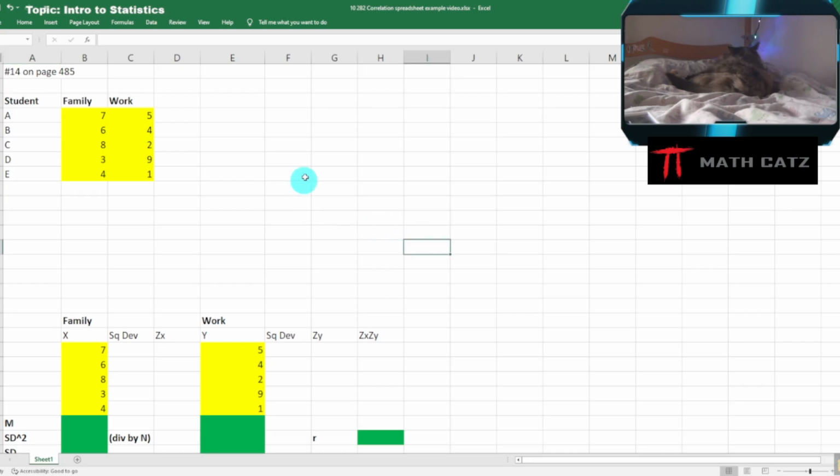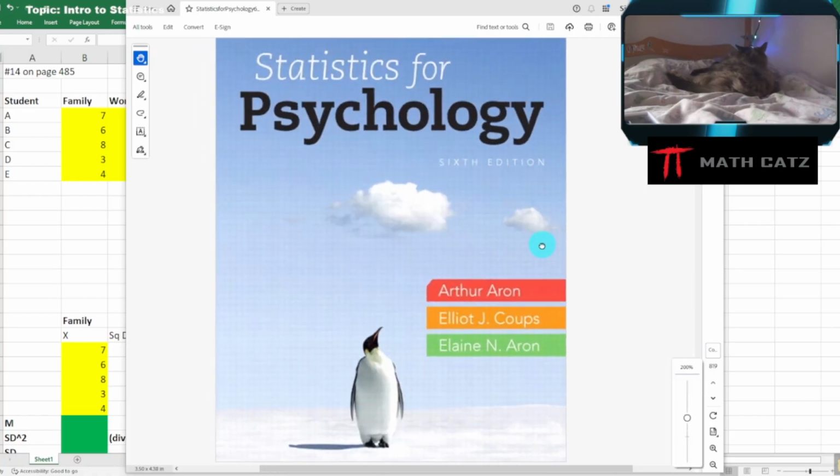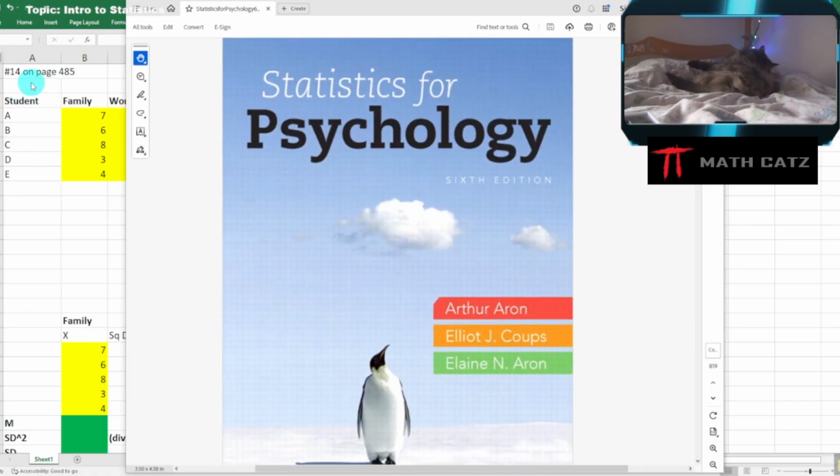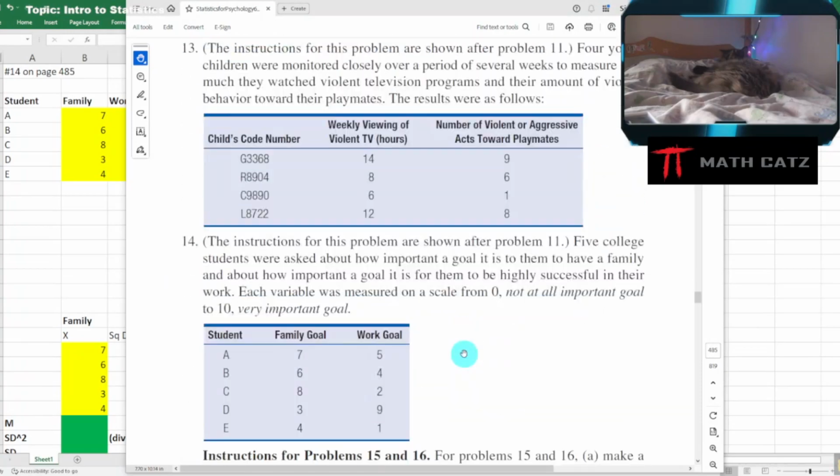So we are going to demonstrate that, and we are going to look at an example from a book here. Let me just zoom in so you can see the title here. We're going to take an example from this book, Statistics for Psychology. This might not be your prescribed book. That's totally fine. Just the one I have available for this video. So we're going to look at page 485, number 14.